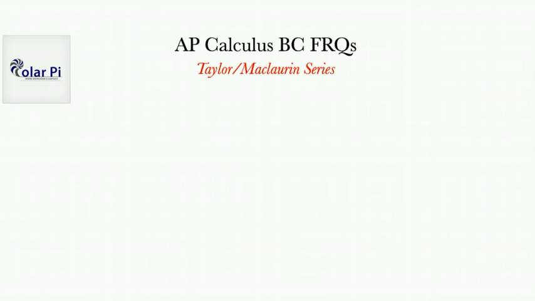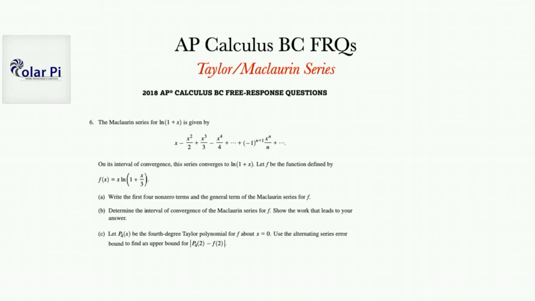we're done here. So let's move on to the next one, right? And so this here, as you can read, is from 2018. And so what is this about? I didn't prepare these ahead of time, so we'll have to read together. So the Maclaurin series for ln of 1 plus x, yeah, we love it. It's there. And on its interval of convergence, this series converges to ln of 1 plus x. Okay, let f be the function defined by this. Write the first four non-zero terms and the general term for the Maclaurin series of f.